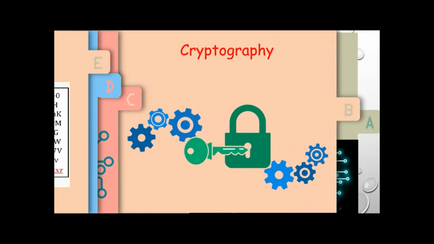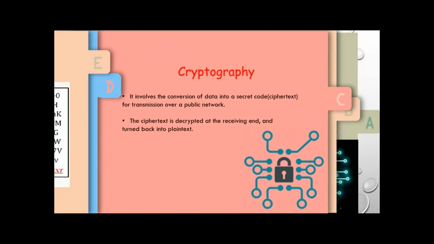So what is cryptography? Cryptography is the art of converting plain text into cipher text and then converting cipher text into plain text. It involves conversion of data into a secret text or a cipher text, and that cipher text can be decrypted as plain text at the receiving end.